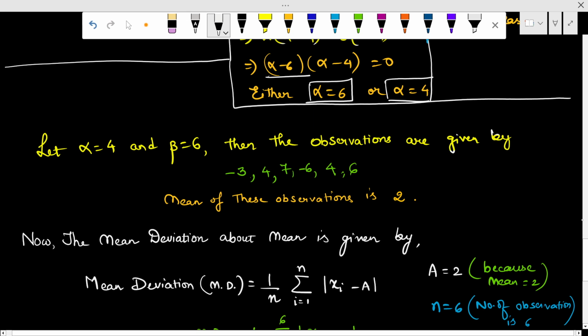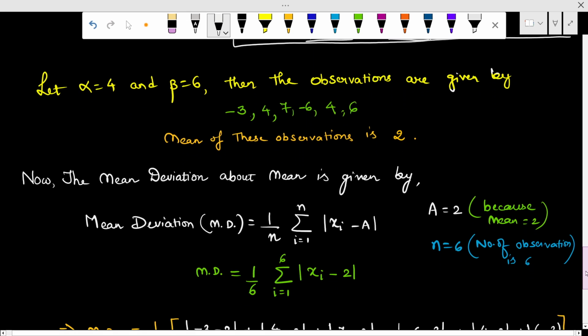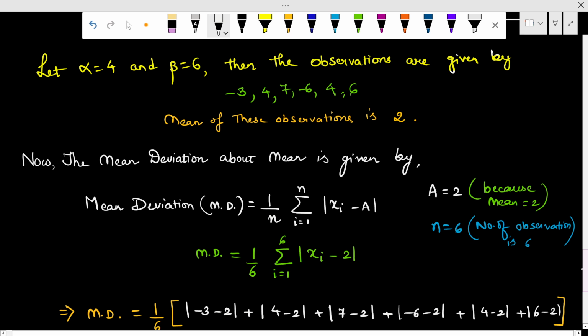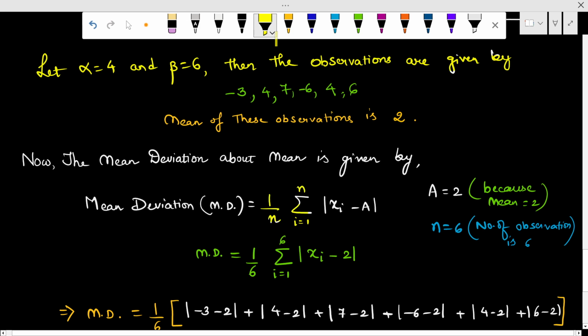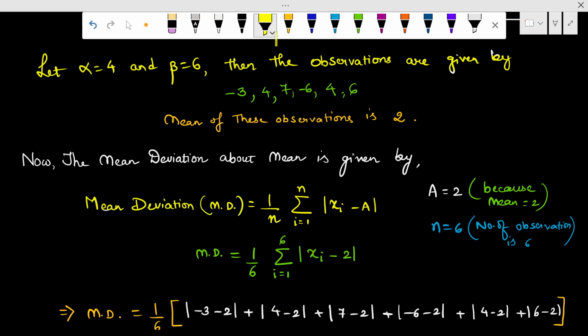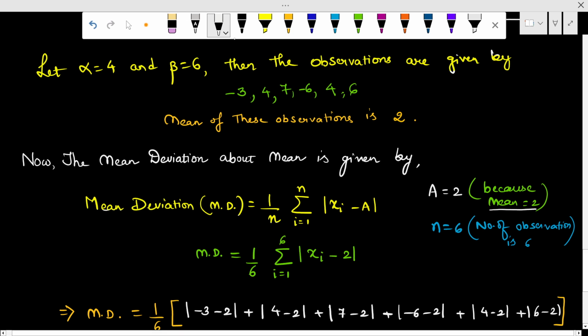Now we can easily calculate the mean deviation. From the formula, the mean deviation about mean is given by 1 by n sigma mod of xi minus A, where i goes from 1 to n, right? This was the formula for our mean deviation, right? Here A is 2, right? Because we are finding the mean deviation about mean, right? So since mean was 2, A is 2.